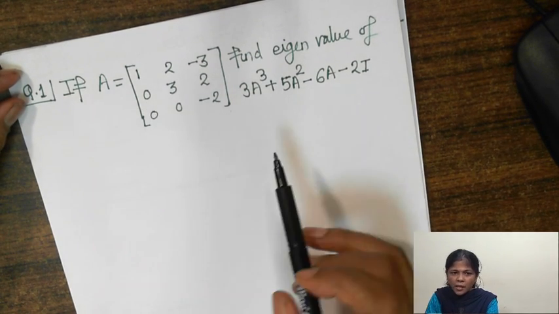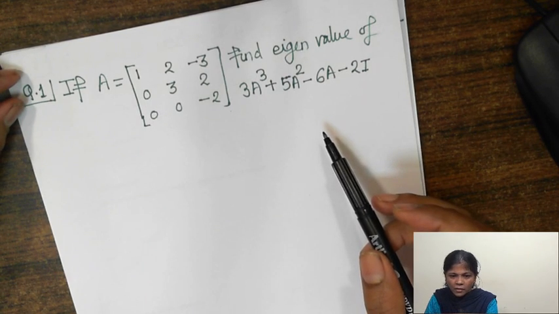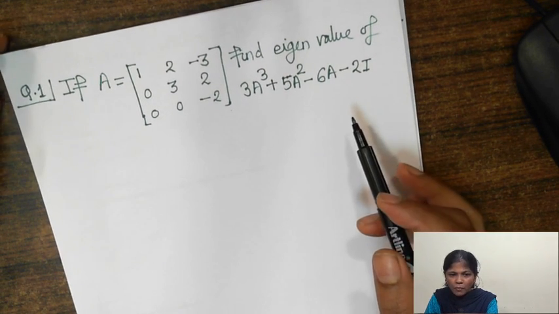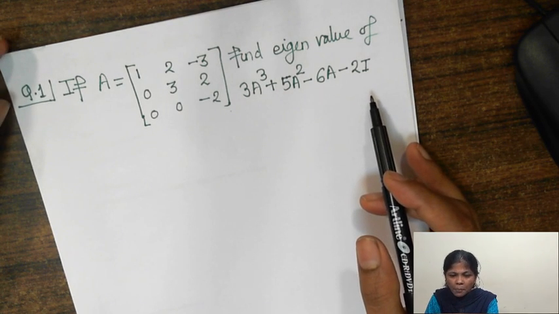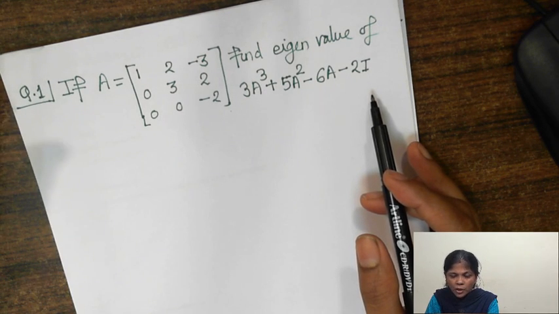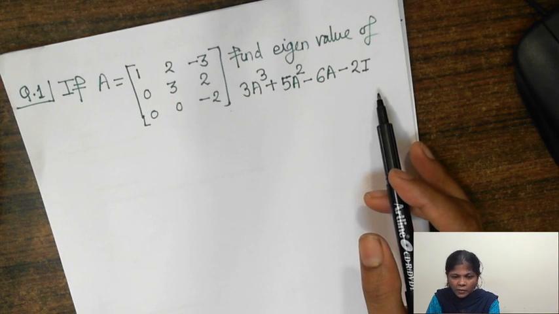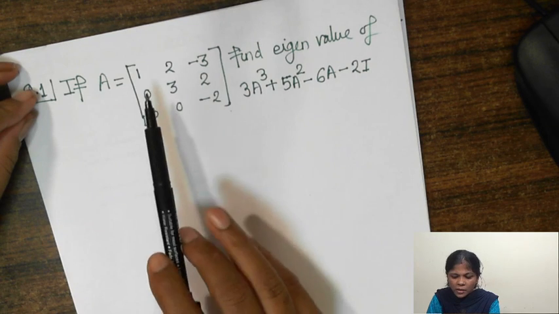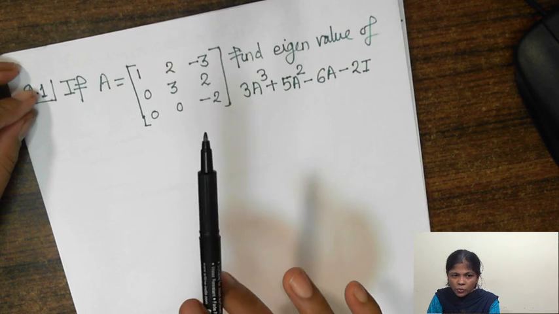If you observe this carefully, it is an upper triangular matrix, right? As per the property of eigenvalue and eigenvector, if a matrix is an upper triangular matrix, then there is no need to solve the characteristic equation to get the eigenvalue. Just by looking at the matrix you can say what its eigenvalues are. They are nothing but the principal diagonal elements, that is 1, 3 and minus 2, right?